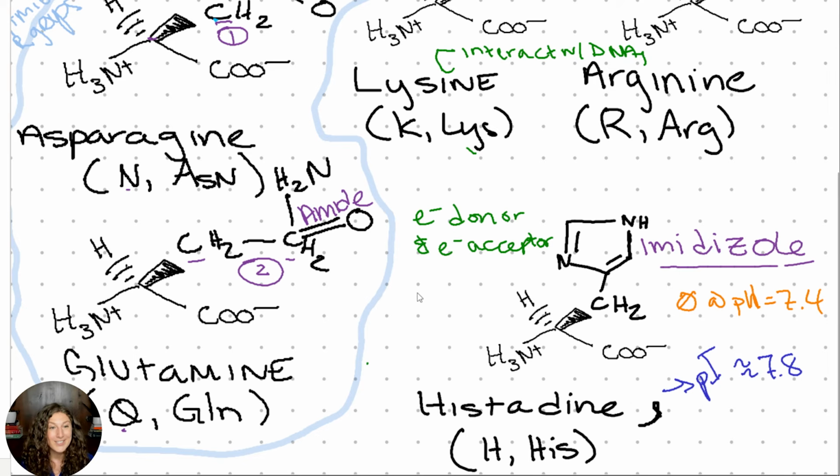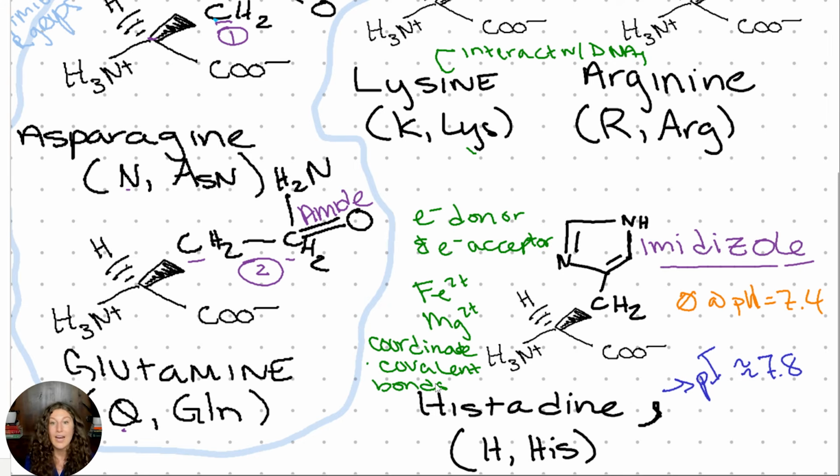So what histidine can do is coordinate with metal cations like iron and magnesium 2+, these divalent cations. It can create a type of bond called a coordinate covalent bond. These bonds allow the sharing of electrons like regular covalent bonds, but in such a way that it allows the metal cation to retain its positive charge.